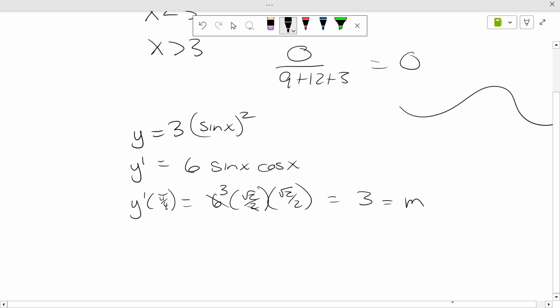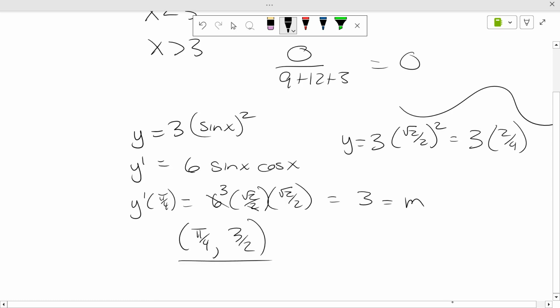X is pi over 4. And if you put it into the original function, the sine of pi over 4 is square root of 2 over 2. So it's 3 times square root of 2 over 2 squared. Well, that would equal 3 times 2 fourths, which is 3 halves. So this is your point. This is your slope. Put it into point slope form. y minus y1 equals your slope times x minus x1, which is choice D.